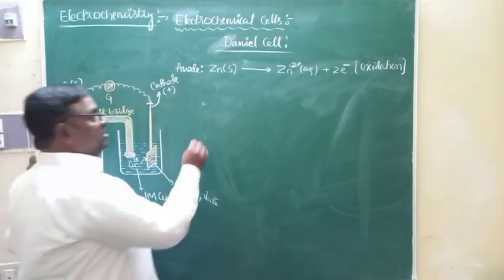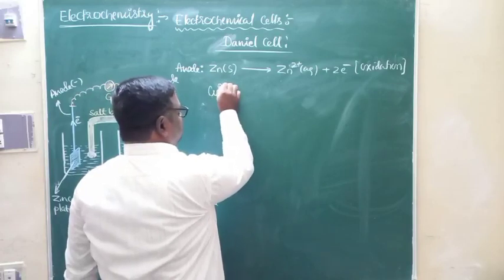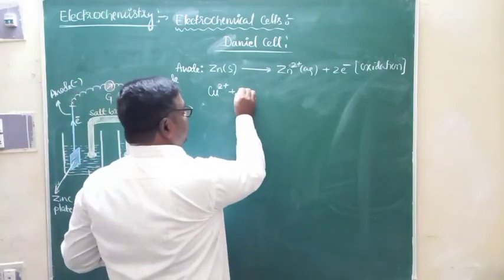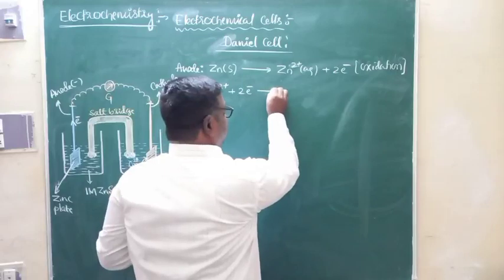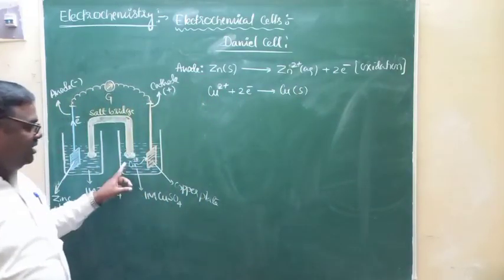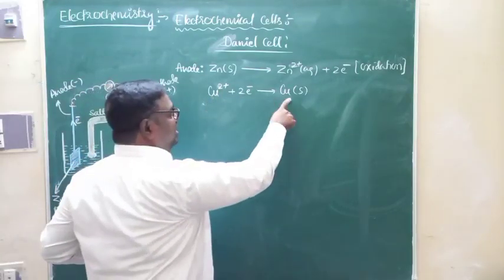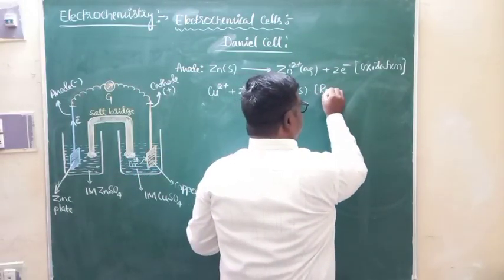That means at the copper electrode, these copper ions in the copper sulfate solution take up electrons from the surface of copper and thereby get reduced to copper metal. Look at this. This is a copper electrode where reduction of copper ions to copper metal takes place. And this is what we call a reduction reaction.